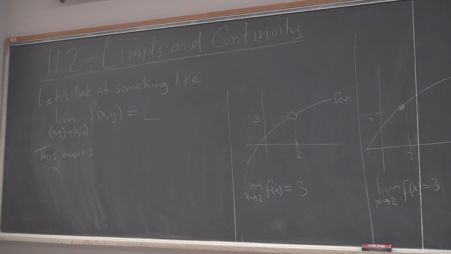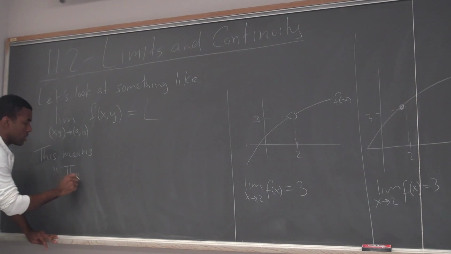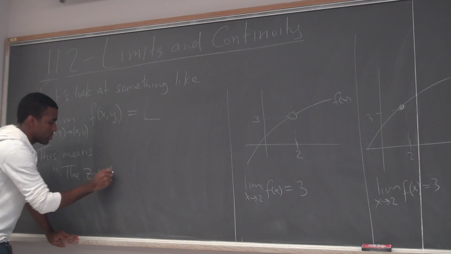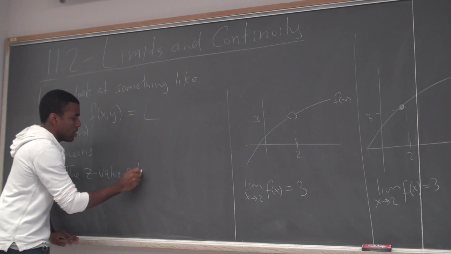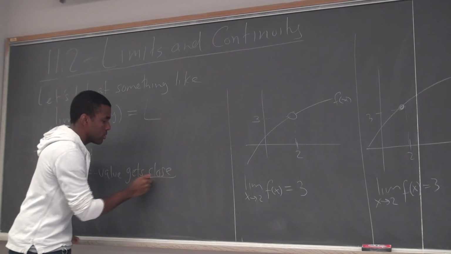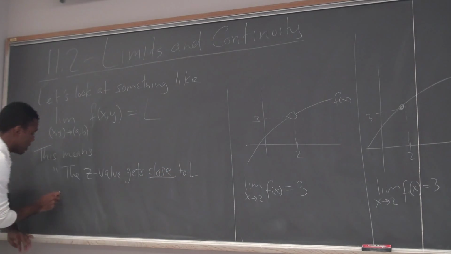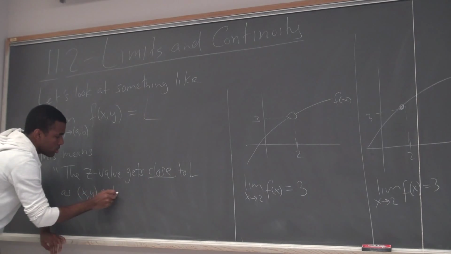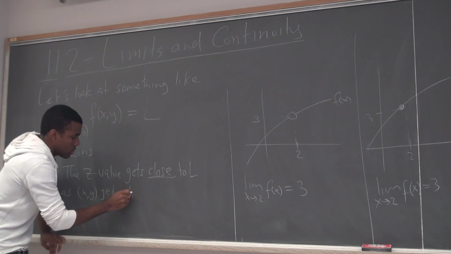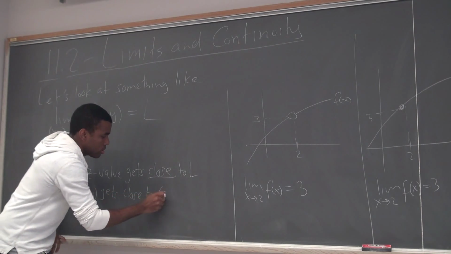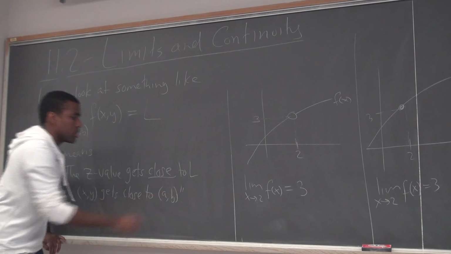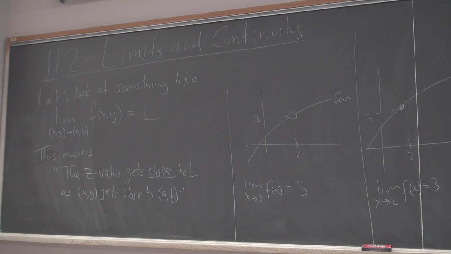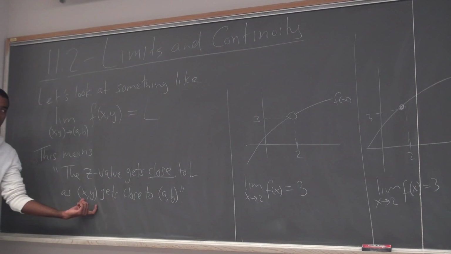Okay, so in layman's terms, tell me what you think this means. The limit is z equal to L. The z value gets close to L as x comma y gets close to the point AB. That's what it means, right? So again, we're looking at the output values, but now we have two input values to worry about.